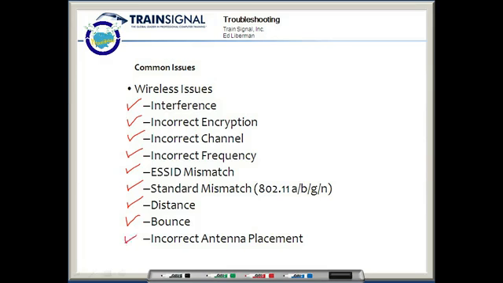And then finally, and this really relates a lot to the distance issue we were just talking about, incorrect antenna placement. If the antenna for your wireless access point is not placed properly, you're not going to get the wireless footprint that you're looking for. And therefore, you're going to end up with some wireless issues.